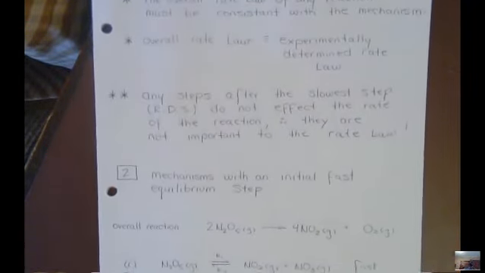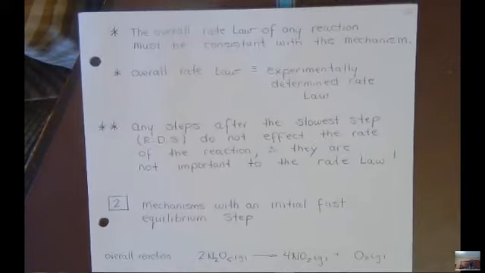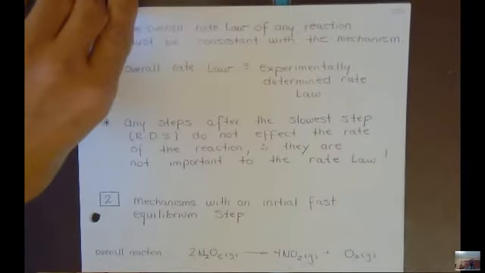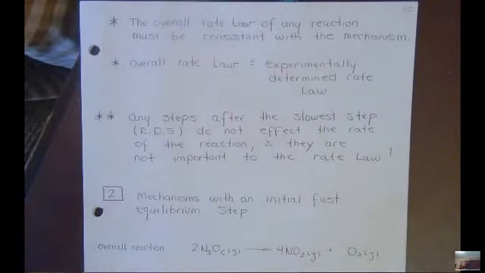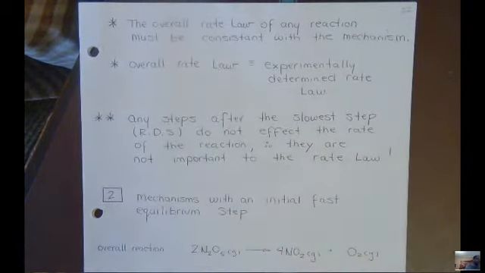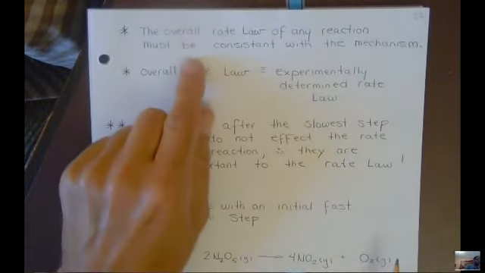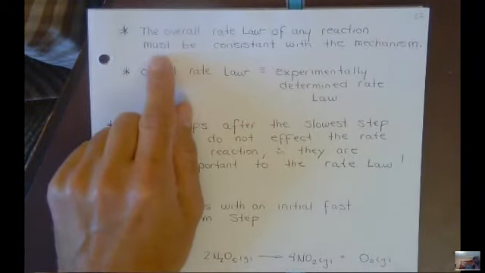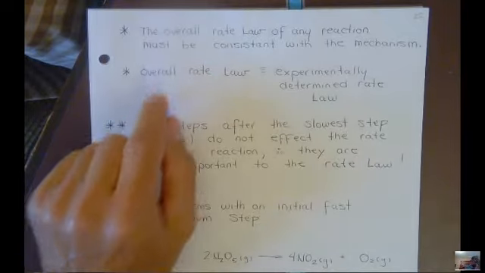Okay, let's read some notes and then we'll look at one more example that you're responsible for. So you're responsible for if the first one is slow and then the other ones are faster, and you're going to be responsible for one more. Okay, the overall rate law in any reaction must be consistent with the mechanism.